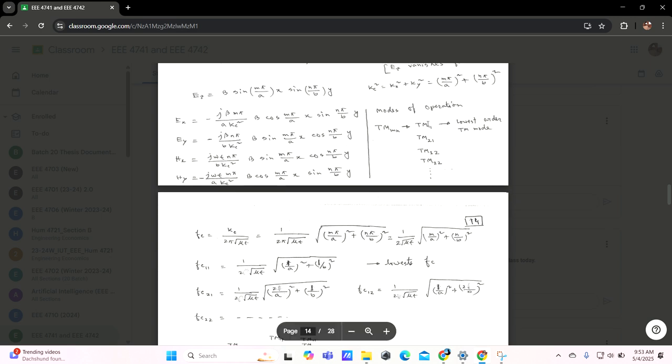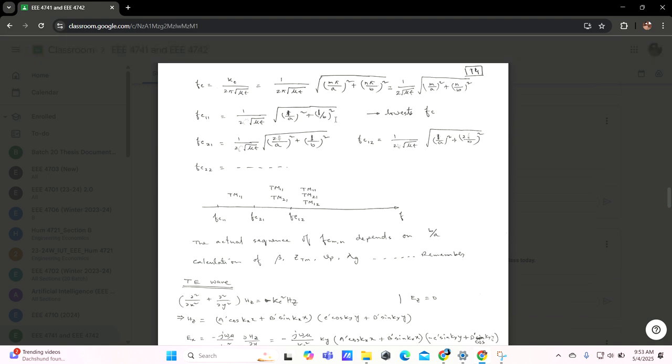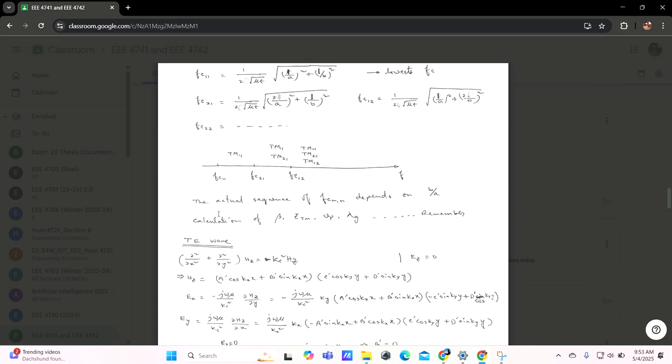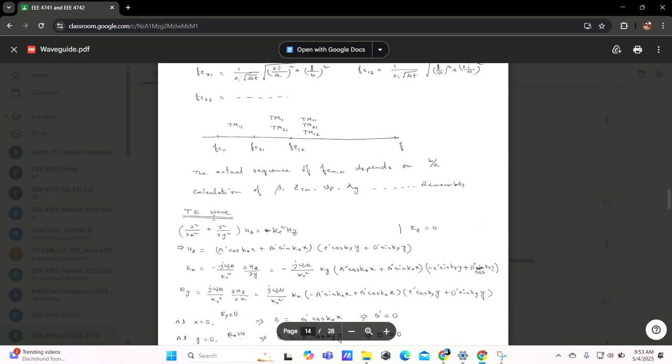We will now find the modes of operation according to the lowest order, and find the other components which are not equal to 0. In the case of transverse magnetic in a rectangular waveguide, we derive the cutoff frequency equations for different modes, then our calculation is over.